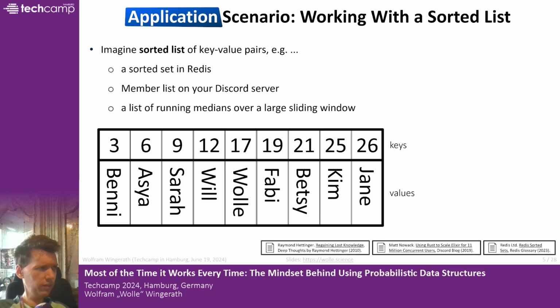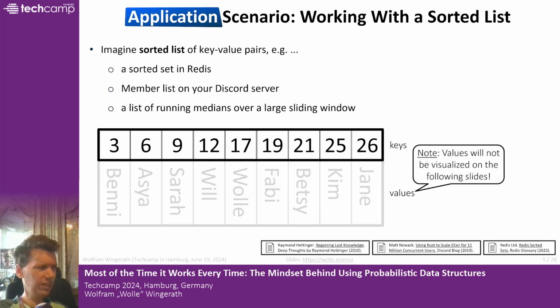For example, when you've used Redis, the sorted list or sorted set implementation uses skip lists internally. Or when you are using Discord, the user list on Discord servers also uses a skip list. And when you do data science stuff, sometimes you just need to implement something, and maybe you're maintaining a list of medians in a large sliding window, which could also be helpful to make happen with a skip list. For the rest of the presentation, at least for the skip list part, we're only showing the keys here, because if I had shown the usernames everywhere, then the slide would be overfull.